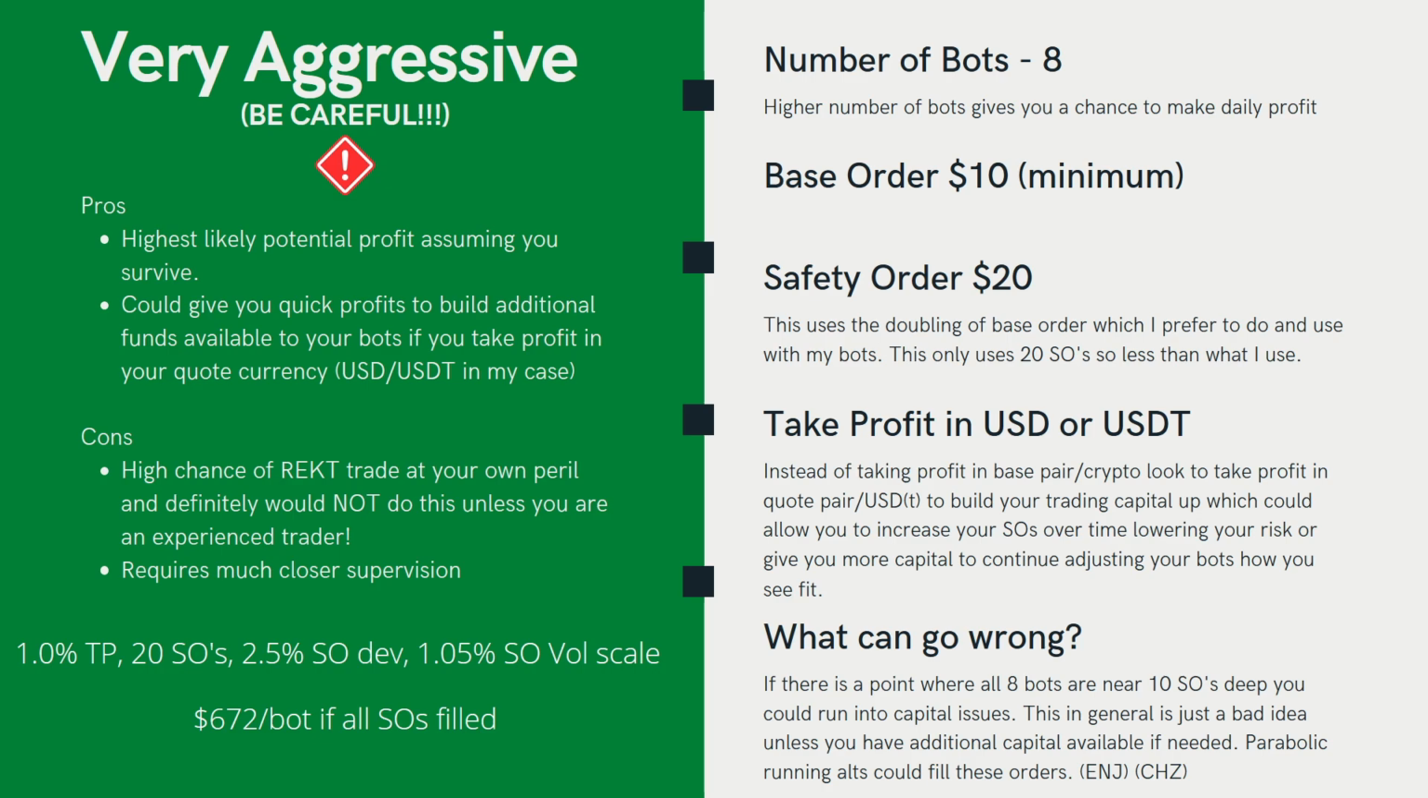So what are the pros? Highest likely potential profit, assuming you survive. Maybe I'm being a little crazy there, but I'm trying to get my point across about how aggressive this really is. You could get quick profits to build your funds up faster, especially if you take it in dollars. That way you're building your account, right? Doing something aggressive like this would definitely set you up to build your account faster. Now, the problem with that is there's a high chance of getting wrecked, honestly.